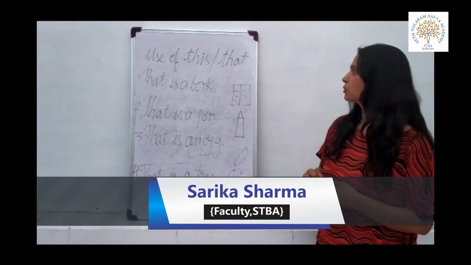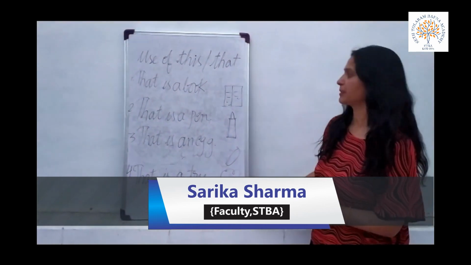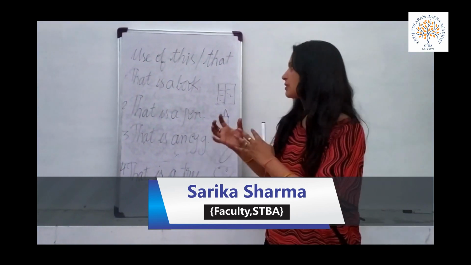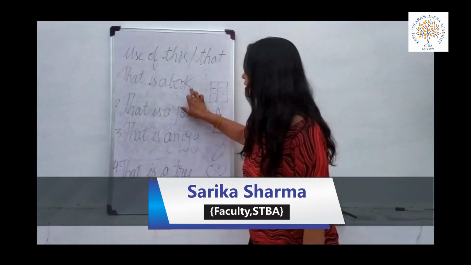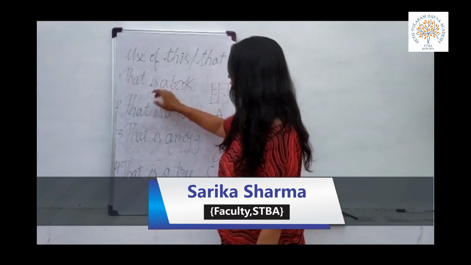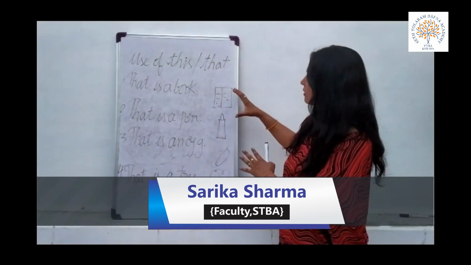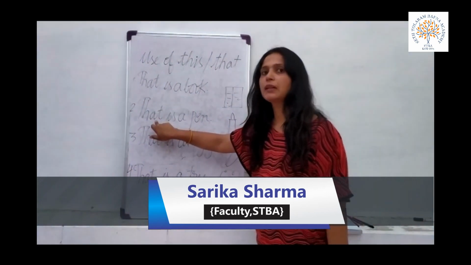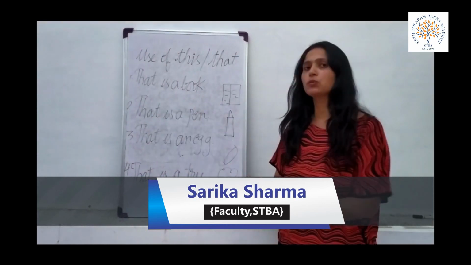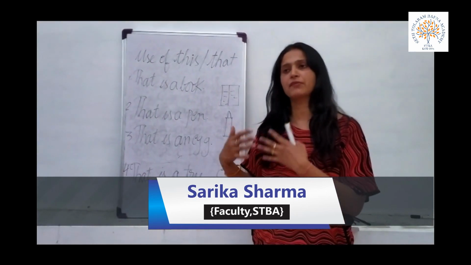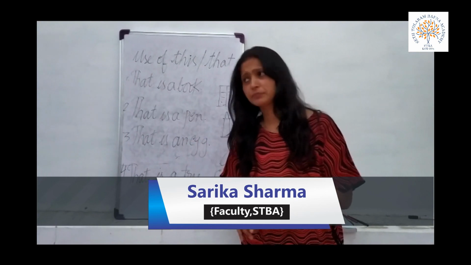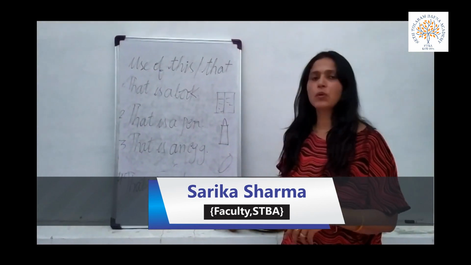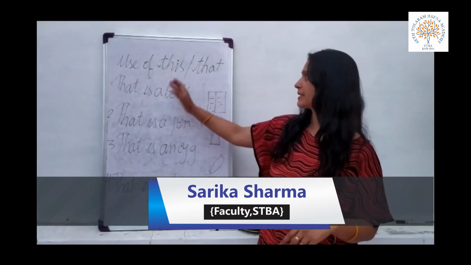Now student, by seeing this picture, the thing which is a little bit near to us, we write this, and the picture which is a little bit far away from us, we write that. So I think it is clear: the thing which is near to us, we say this, and the thing which is far away from us, we say that. I want to give some more examples of this and that.